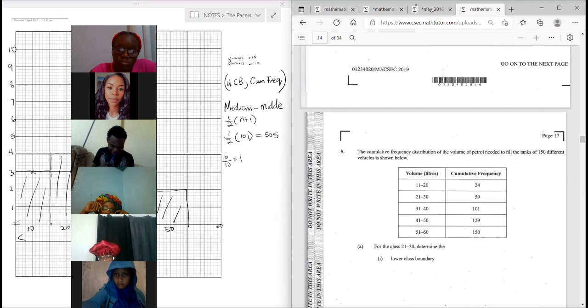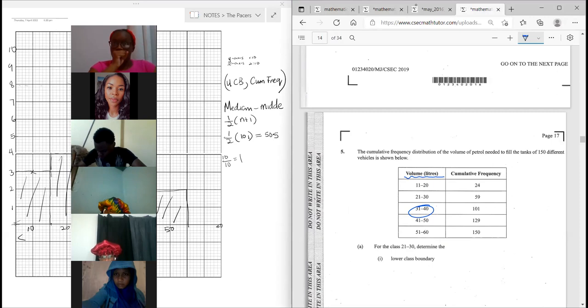Upper class boundary minus lower class boundary. This is liters. They ask how many. So the question says the cumulative frequency distribution of the volume of petrol needed to fill the tanks of 150 different vehicles. So these are the vehicles here. So 24 vehicles could use 11 to 20. Up to, then we include 21 to 30.